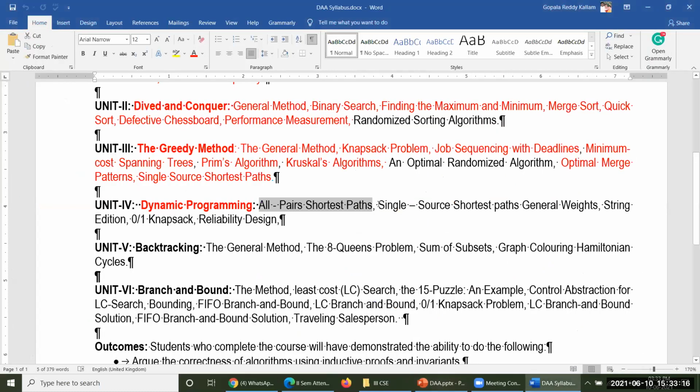Already one more thing is there: single source shortest path in general weights. I'll keep that aside for a while. String addition also I'd like to keep aside. Then we'll go ahead with this one, because knapsack will be a very lengthy problem. So two rules are there, and those rules are very, very important. So tomorrow we shall discuss knapsack, and after tomorrow single source shortest paths, then string addition, reliability design. So within 3 or 4 days, this unit will get solved.